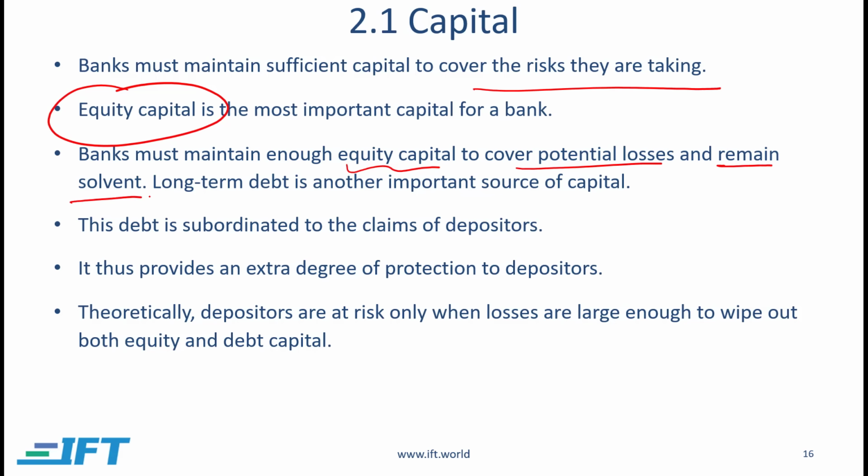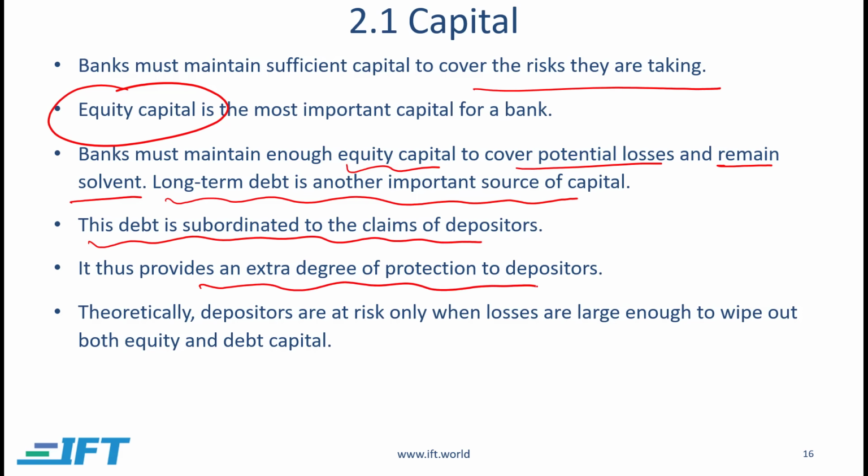However, if the bank is unable to remain solvent, then the next type of capital that takes a hit is your long term debt, the bonds which the bank has issued, and the investors in those bonds will take the hit next after equity capital is wiped out. And therefore, this debt is subordinated to the claims of the depositor. So it provides an extra degree of protection to the depositors. Theoretically, the depositors, of course, will be at risk when both equity and debt capital is wiped out.